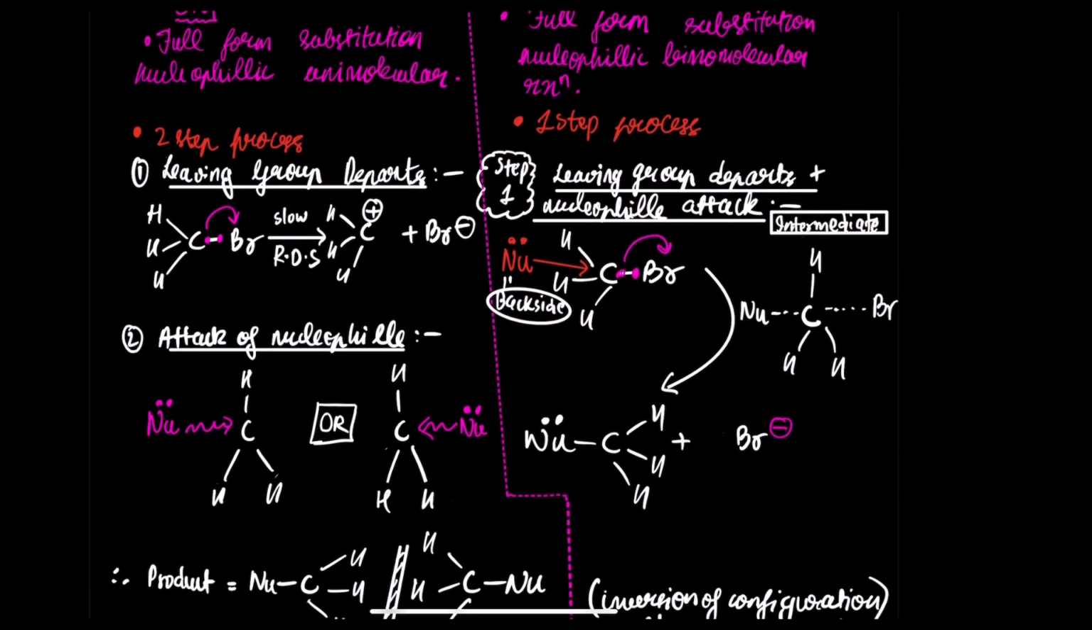Meaning that in this reaction we have both the nucleophile and the CH3Br present on the reacting side. Like here we had only this step, which is the rate determining step, and we only had this leaving group process. We did not have this attack of nucleophile. So the nucleophile was not present in case of the SN1 mechanism, which is this one. Here we are seeing that we have CH3Br and the nucleophile both present. So this is a bimolecular reaction, whereas this was a unimolecular reaction.